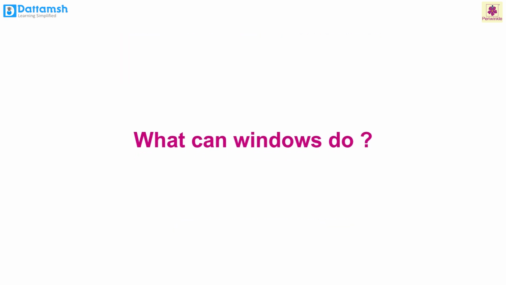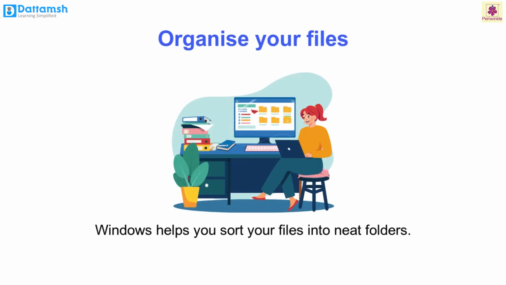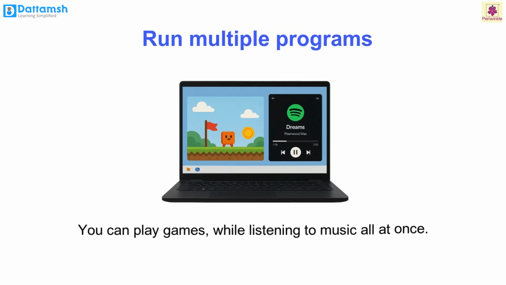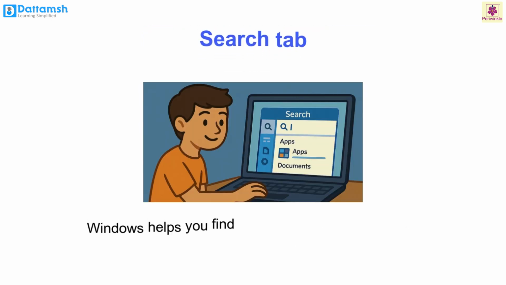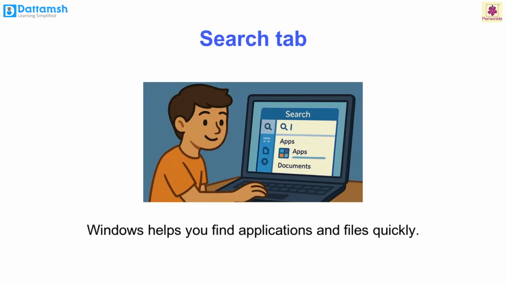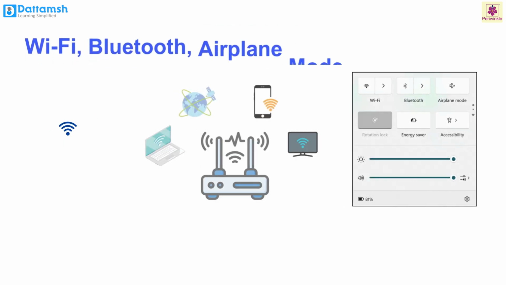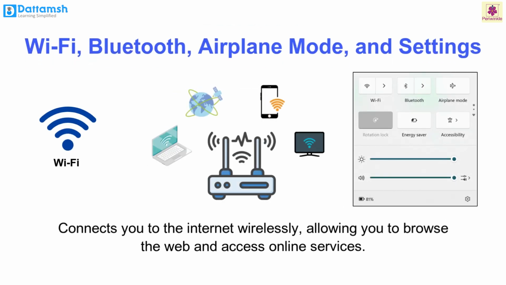Now let's learn what can Windows do. Organize your files. Windows helps you sort your files into neat folders. Run multiple programs. You can play games while listening to music or watch videos and do homework all at once. Search tab. Windows helps you find applications and files quickly. Wi-Fi, Bluetooth, aeroplane mode and settings.